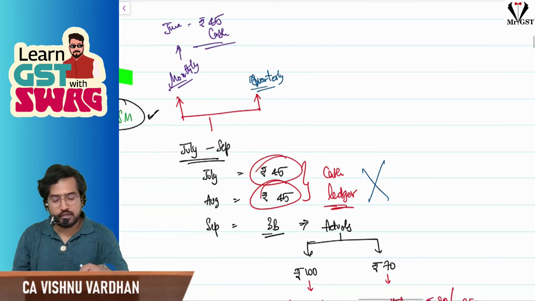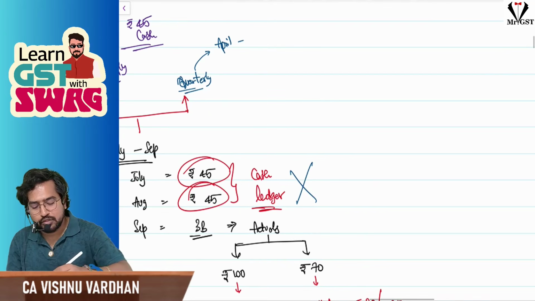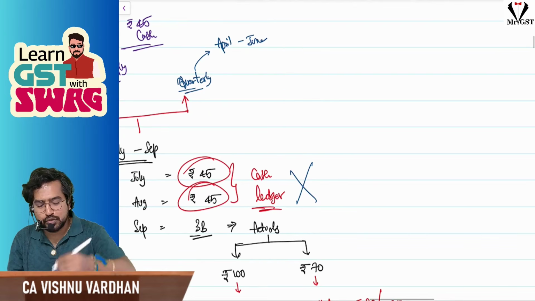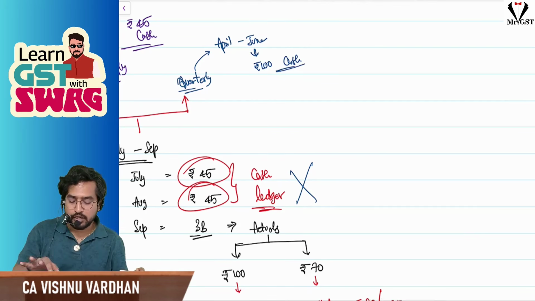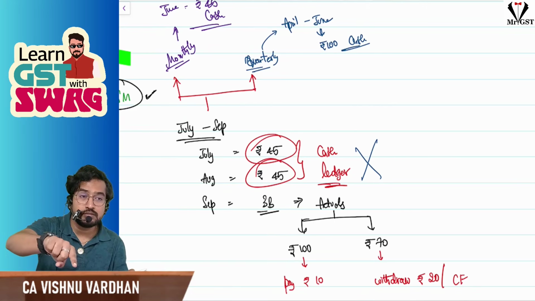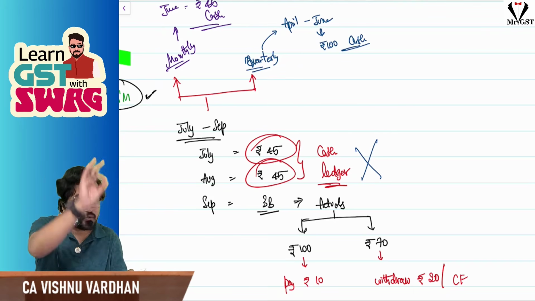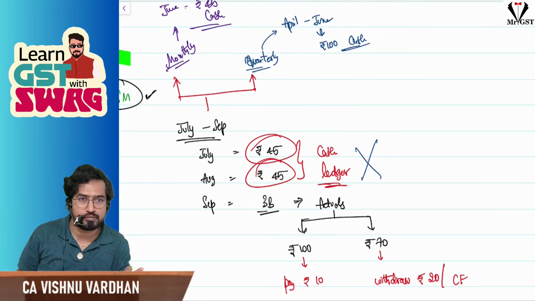Quarterly basis. What was the last quarter for you? April to June. April to June, how much did you pay in cash? Sir, rupees 100 I paid in cash, sir. Then what will the system assume? 100 for the July to September quarter also, rupees 100 in cash is the liability, like the system will assume.